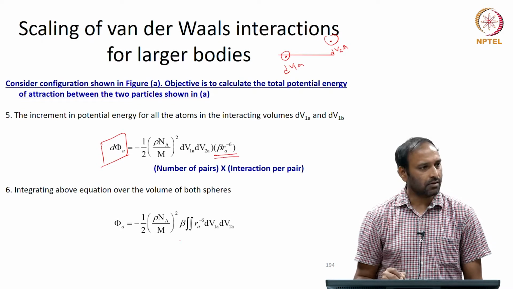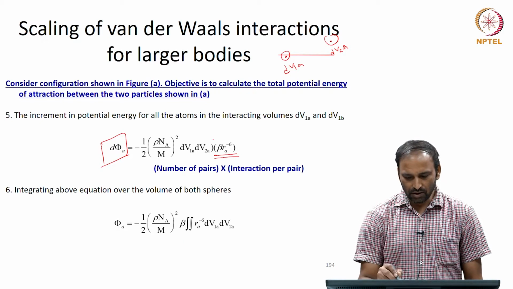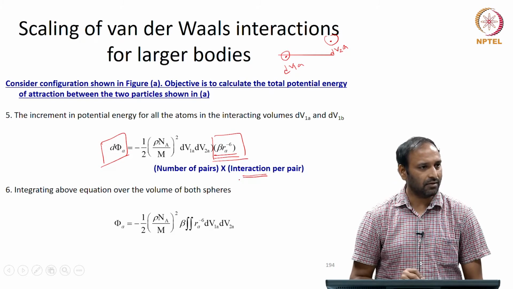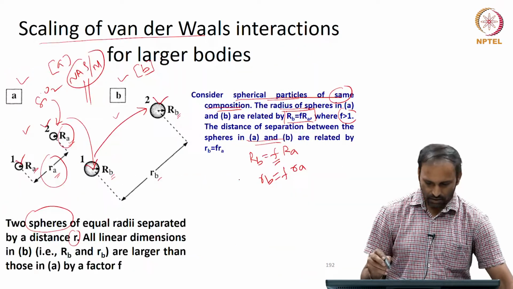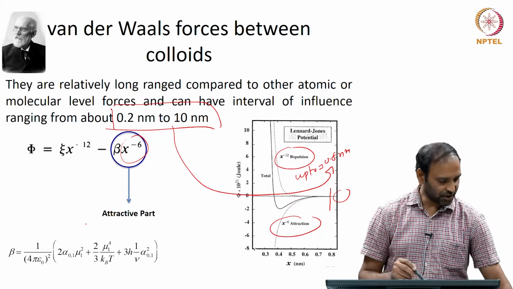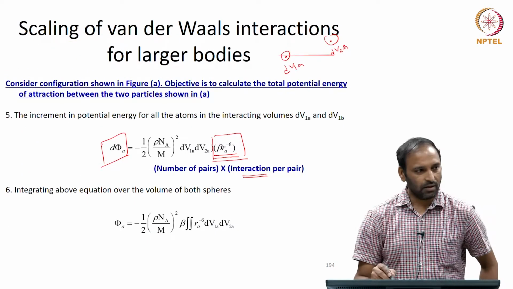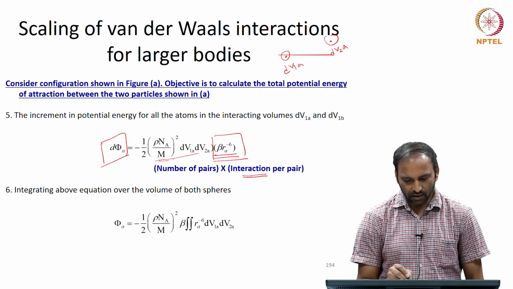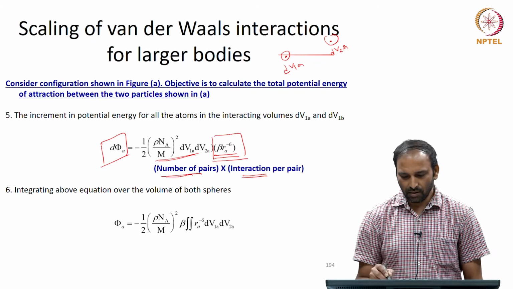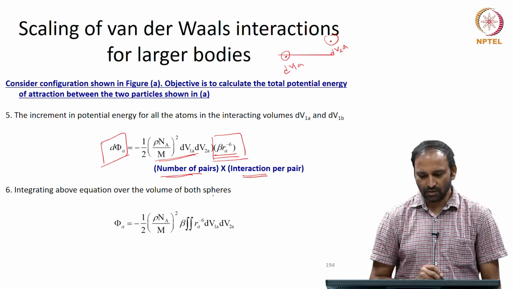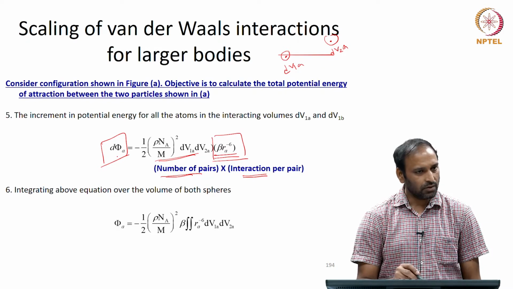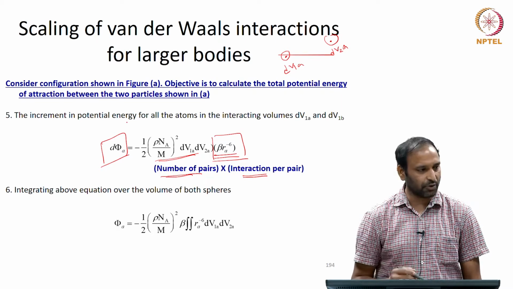this term that we had for interaction per pair. So let us go back, this is the interaction per pair, multiplied by the number of pairs. The number of pairs multiplied by the interaction per pair will give you the increment in the interaction potential.